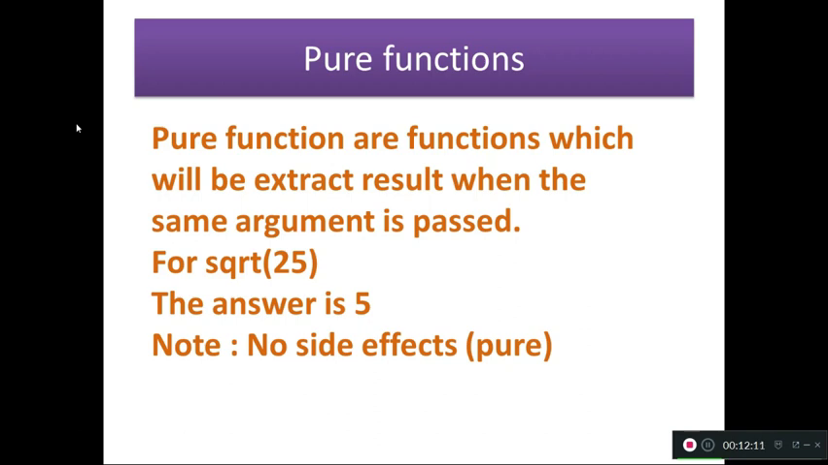Okay, the next one, pure function. A pure function is a function which gives exactly the same result when the same argument is passed. Pure function means it gives the correct, accurate answer. In my example, I find the square root of 25. The answer is 5. So this is a pure function. No side effect. In other words, we say no side effect is produced.